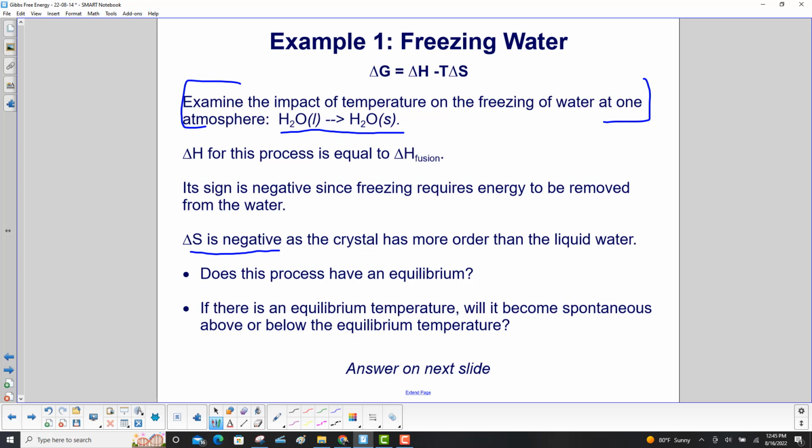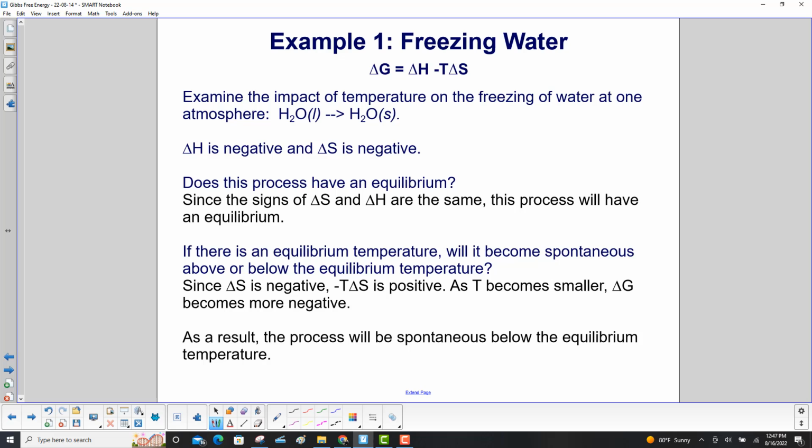Questions: does this process have an equilibrium? If there is an equilibrium temperature, will it become spontaneous above or below the equilibrium temperature? Answer on next slide. Does the process have an equilibrium? Since the signs of delta S and delta H are the same, the process will have an equilibrium.